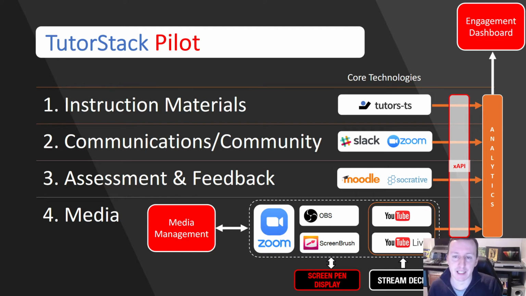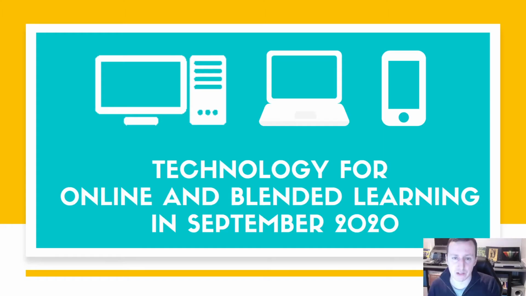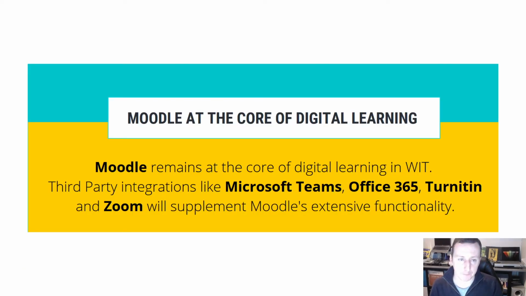So we looked at scaling that, and when it came to recommending technologies to lecturers returning in September 2020, we wanted to take a deliberate approach to the technologies we used. So this is what we came up with: a pilot program versus using it for 10,000 students. We wanted to scale it for the entire institute, and this is how we did it. This is part of a handout that we had, a one-pager that we sent out to lecturers, and we also did some training sessions on it. Technology for online and blended learning in September 2020.